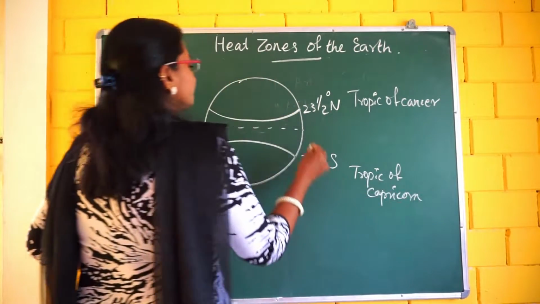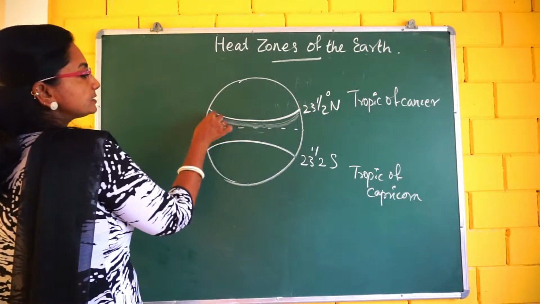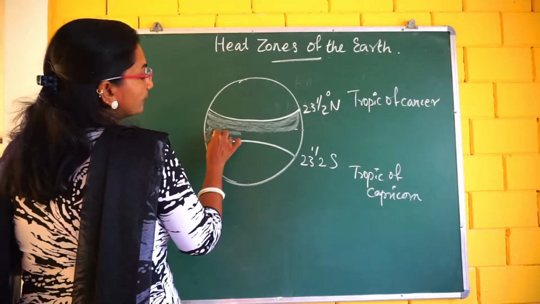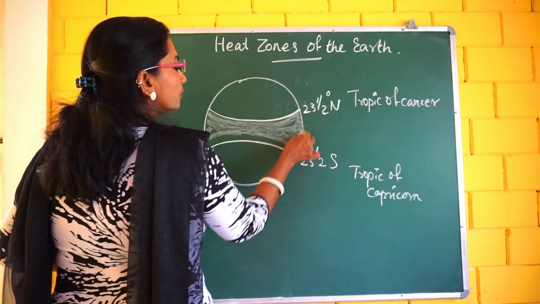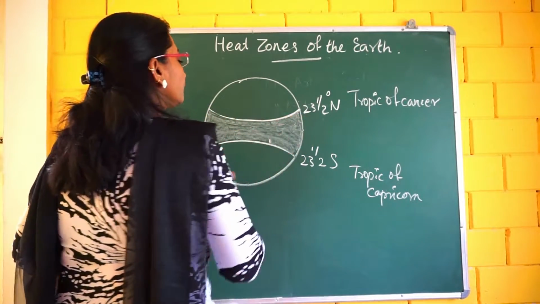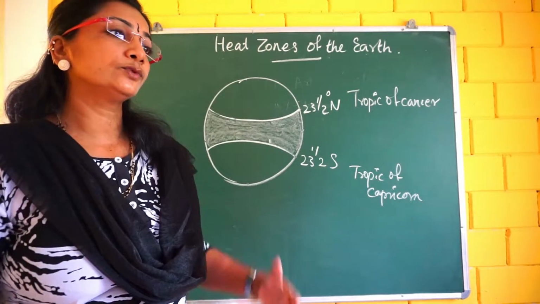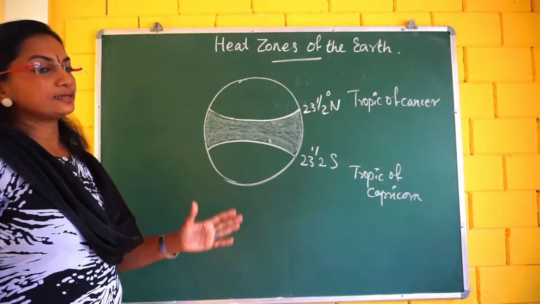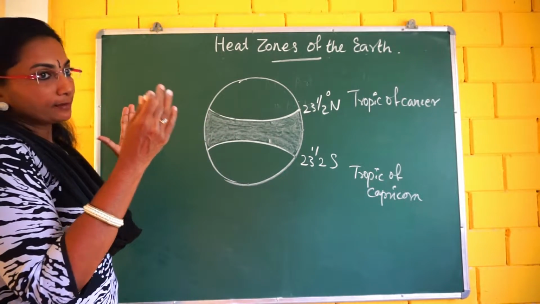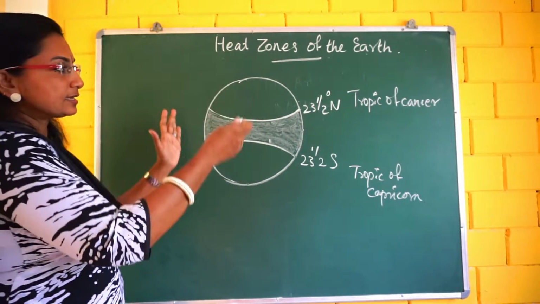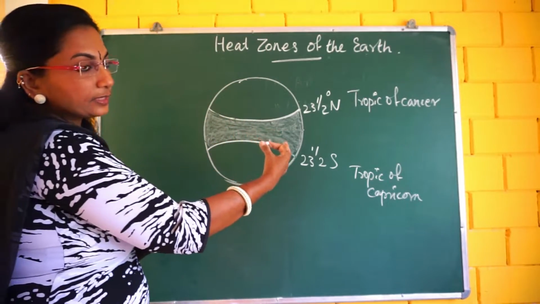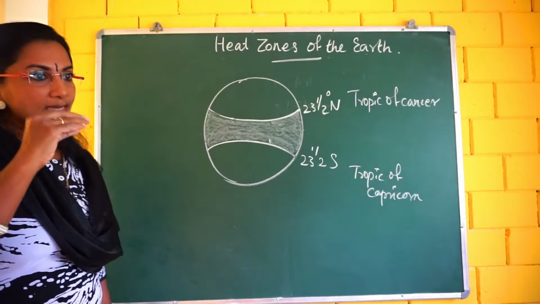Okay, listen. The area between the Tropic of Cancer and the Tropic of Capricorn, because this is near to the equator, receives maximum heat throughout the year. Got it? Why? Because the sun rays are always direct on the equator region. This is a circle, we know that. When the sun rays come, they come direct to this center area. So this zone is getting maximum heat.